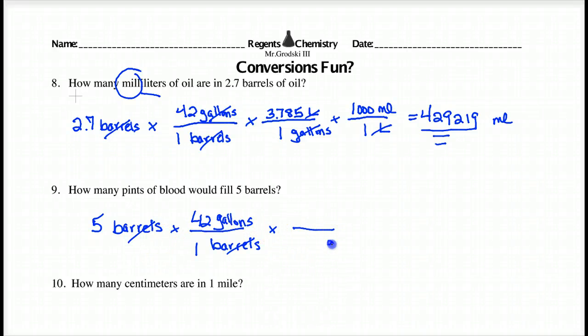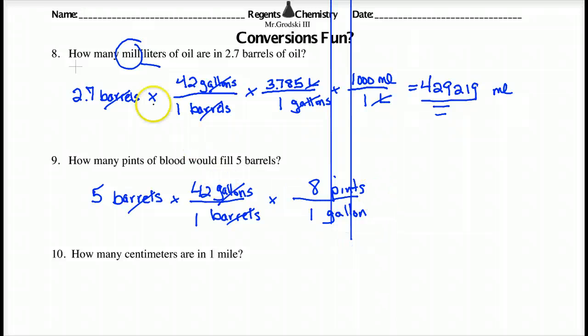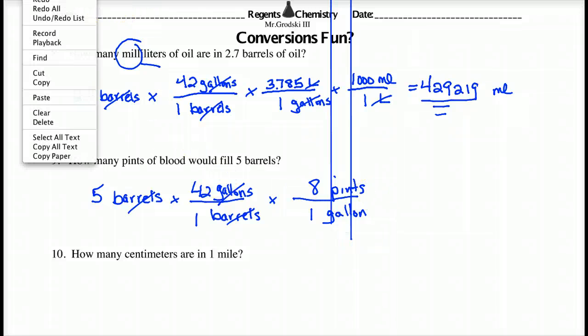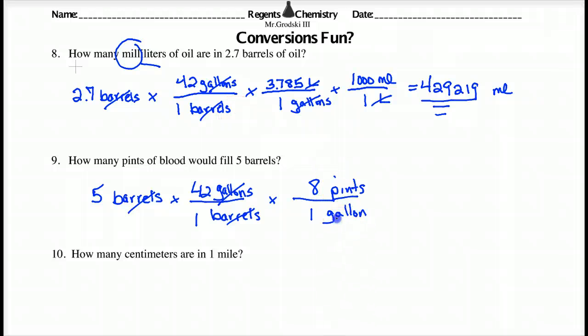I want to get rid of gallon. And I know that there is 8 pints to 1 gallon. Let's go back and undo. All right, and that's pretty simple too. No sweat here, unless it's hot like it is. 5 times 42, divide by 1, times 8, and I get 1680 pints. Make sure you have your units.